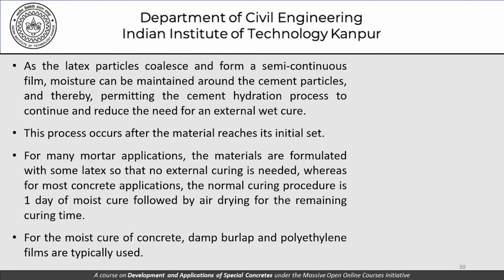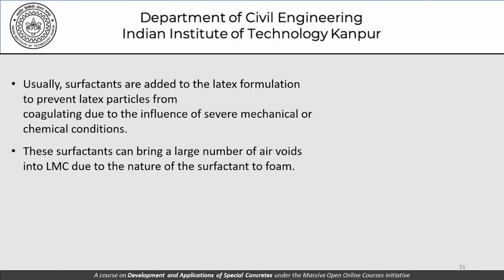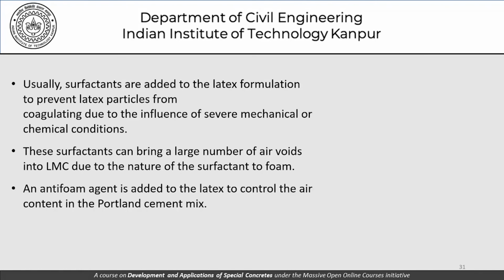Usually surfactants are added to the latex formulations to prevent latex particles from coagulating due to the influence of severe mechanical or chemical conditions. And these surfactants can bring large numbers of air voids into the LMC due to the nature of the surfactants to foam. And an anti-foam agent therefore needs to be added to the latex to control the air content in Portland cement mix.